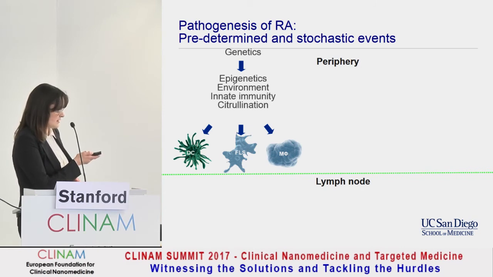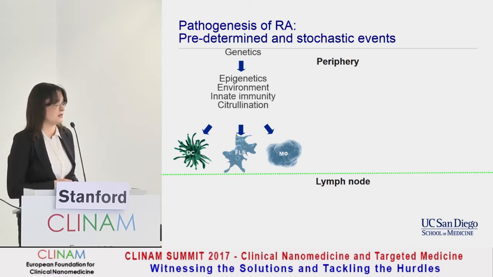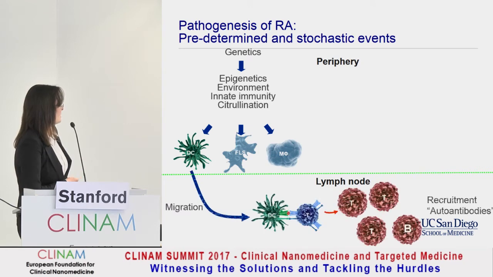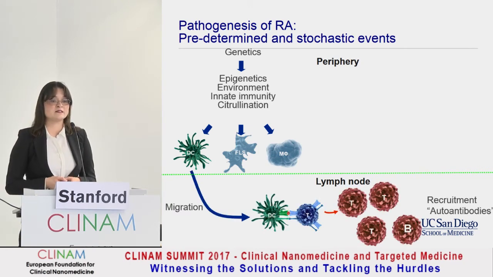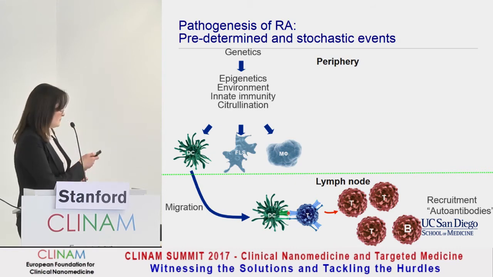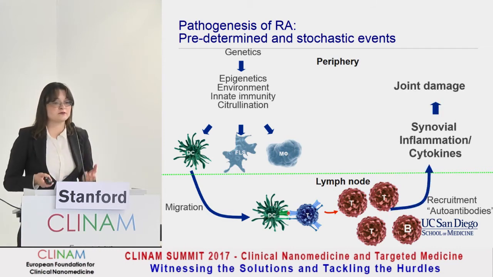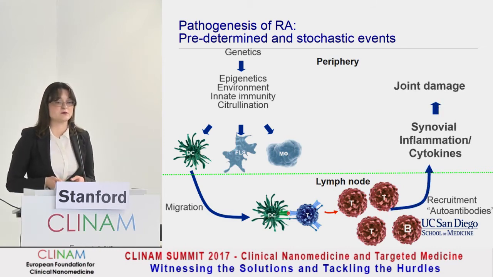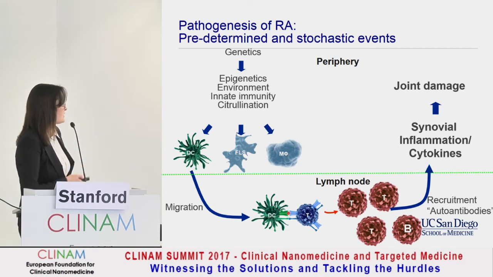These events can activate the innate immune cells, which are in the periphery, but also they can activate fibroblast-like synoviocytes as well, particularly citrullination. This then causes migration of the innate immune cells to lymph nodes, where they then stimulate T cells and B cells, which then migrate to the joint. Then the T cells and B cells produce cytokines, which cause inflammation, and the B cells produce autoantibodies. This then leads to joint damage.